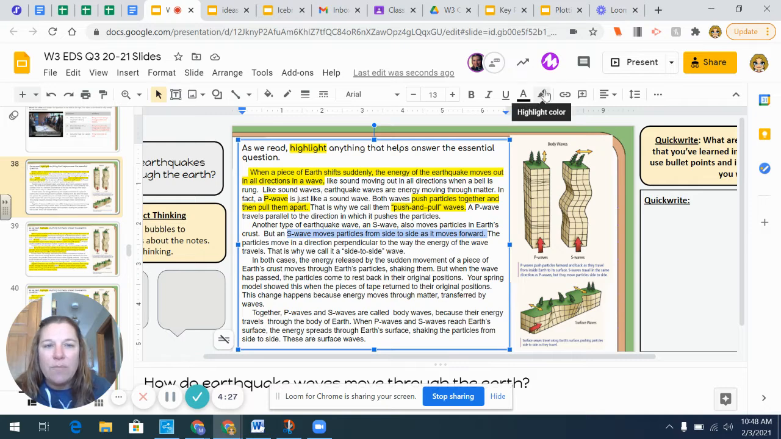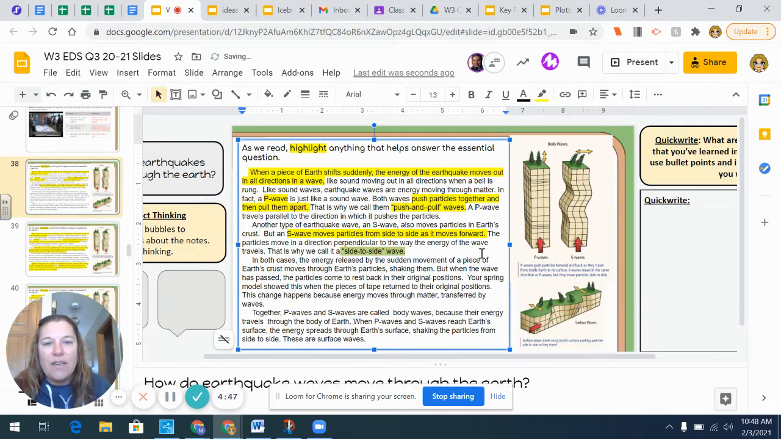And again, gosh, am I thankful that they called these the ones that make sense. So an S wave side to side even looks like an S, right? How they're moving, this does look like an S over here. The particles move in a direction perpendicular to the way the energy of the wave travels. That's why it's called a side-to-side wave.